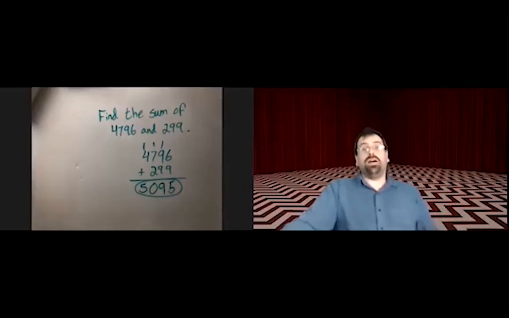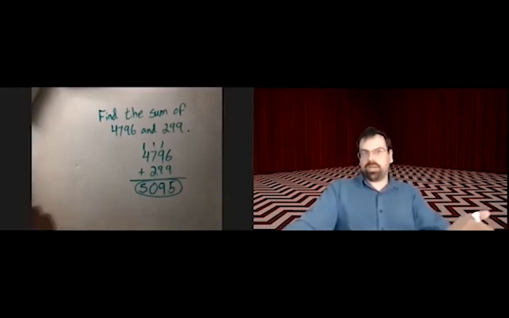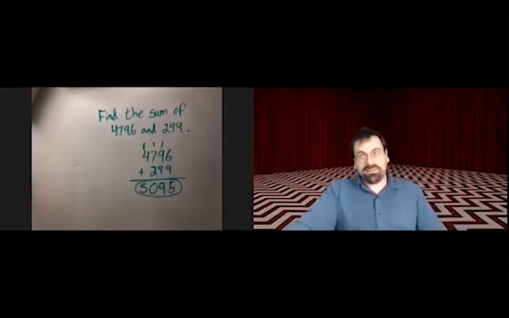Finding the total of is another way of saying add. What is one number increased by another? I don't know, but you know how you can find out? Add.